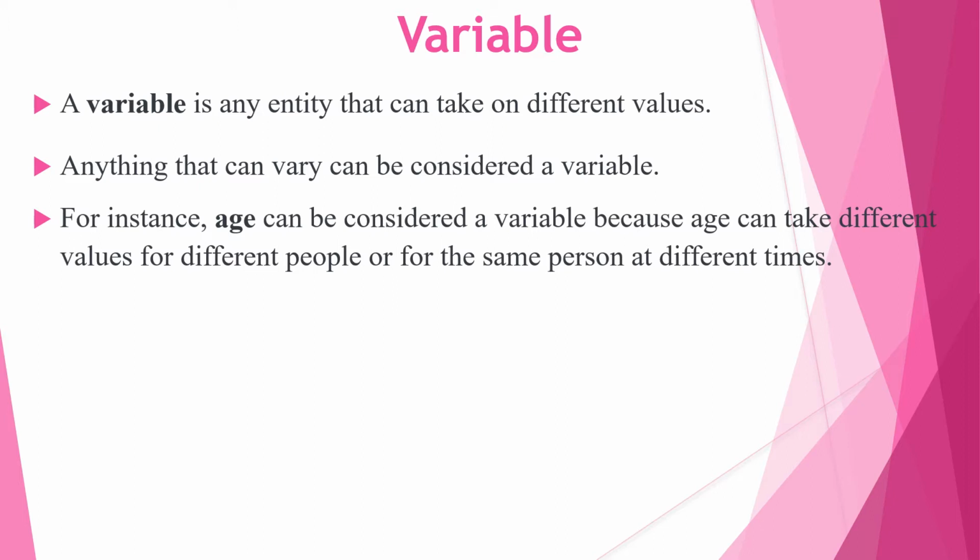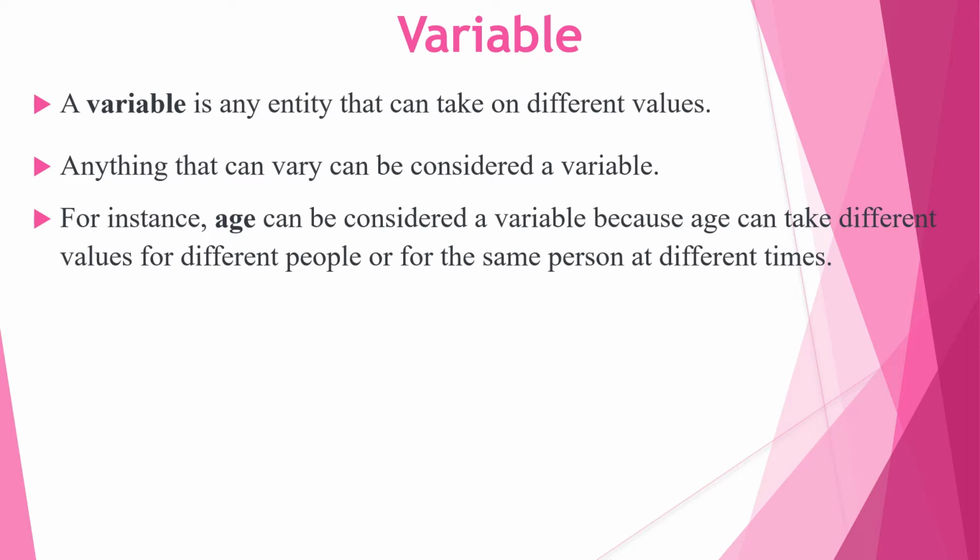For instance, age can be considered a variable because age can take different values for different people, or for the same person at different times. So the age varies in a population. There can be variance in the age of different individuals, or the same individual varies in age in different passing years of their life. So age can be considered a variable.